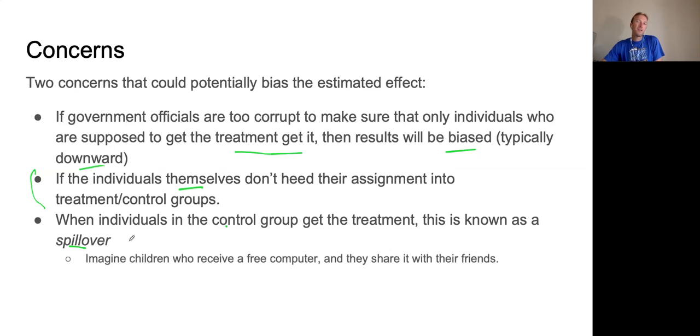Here's another example. Imagine your randomized control trial gives a treatment group of kids a free computer, and the control group doesn't get a free computer, and we're going to test how they do on some sort of educational test score. Well, look, kids are going to be kids. Kids in the treatment group are going to share it with their friends. They're going to all kind of work on their computers, and suddenly we have a spillover because kids in the control group are getting access to the computer.